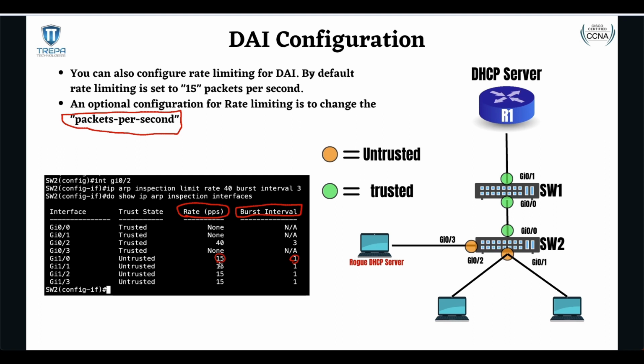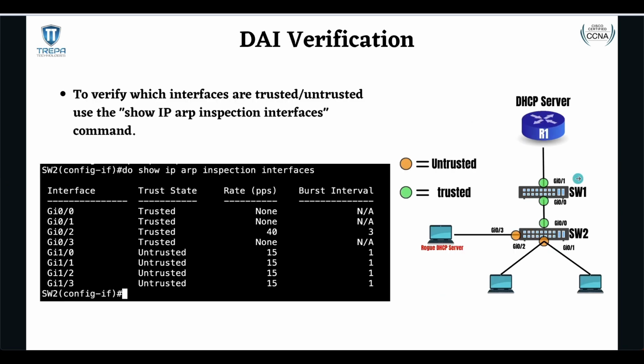Right here, this is the default. So we're saying only 15 ARP packets can come in per second. However, we can change that. You can see we did that here on gig 0/2. We're saying only 40 ARP packets can come in every 3 seconds. So you can have that packets per second interval or just keep it at the default. So we have a little bit more control and granularity in how we can accept and configure rate limiting.